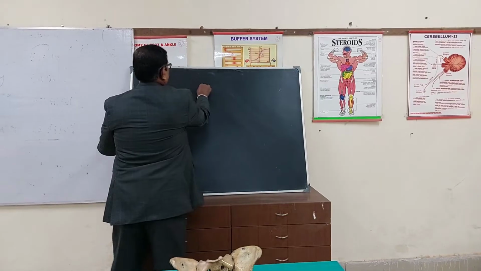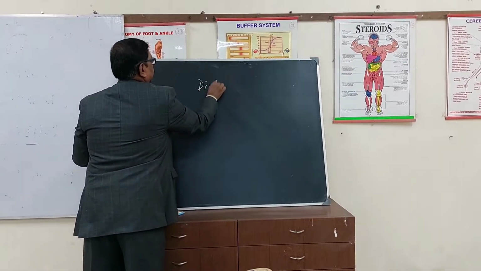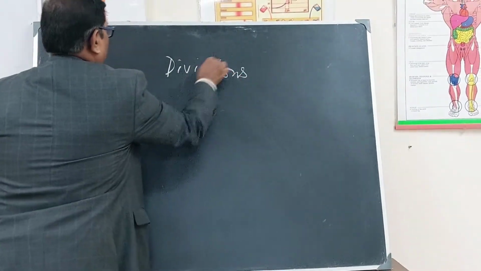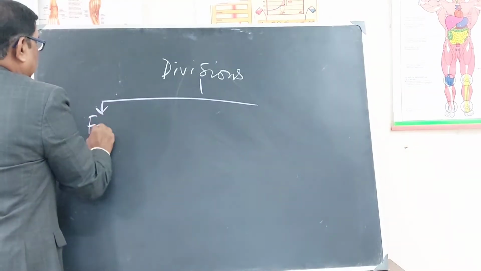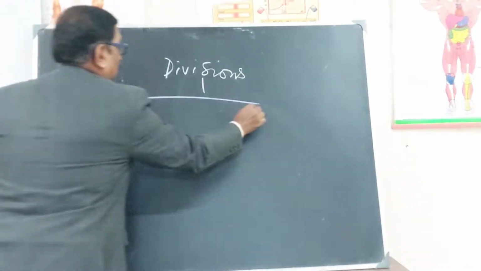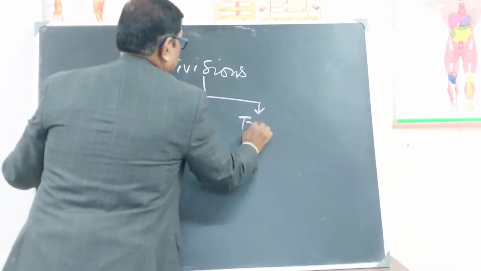So now we know how to hold the bony pelvis in anatomical position. Now I will discuss what are the divisions of this bony pelvis. And this is division. And one is false pelvis and one is true pelvis.